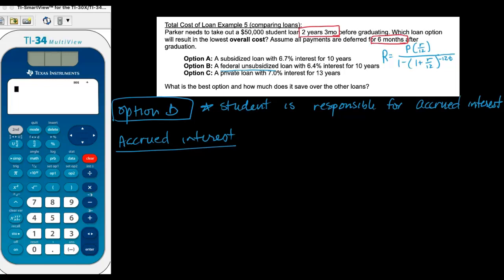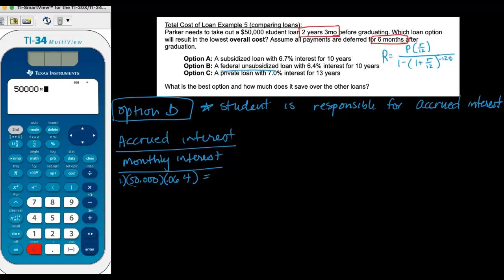And so first we're going to figure out the monthly interest rate. We're going to do that by first taking the principal, which is $50,000, and multiplying it by the rate. So this is 6.4%. We take the decimal and move it 2 spots to the left with a placeholder 0, so 0.064. So $50,000 times 0.064 gives us an amount of $3,200. That's per year, the amount of interest that adds up.